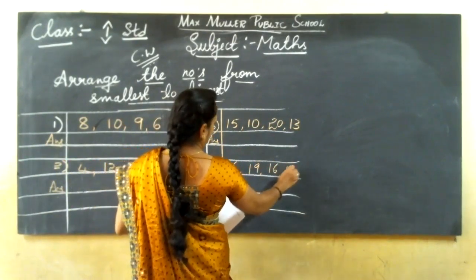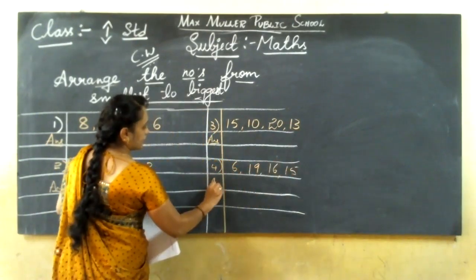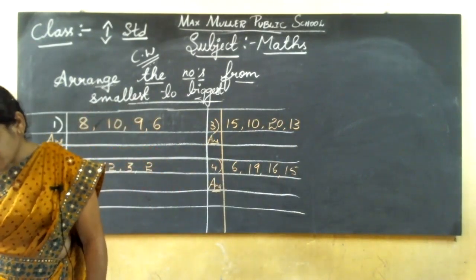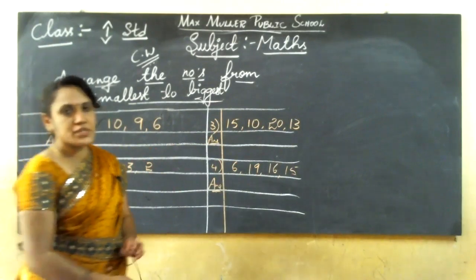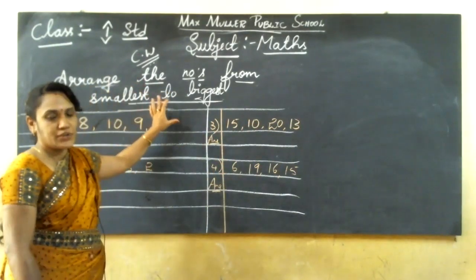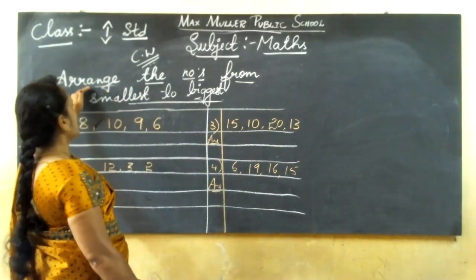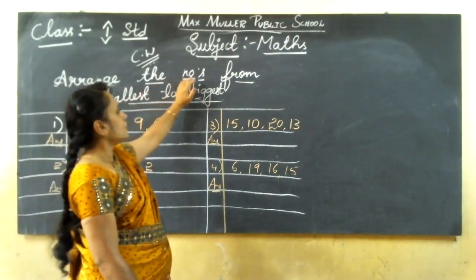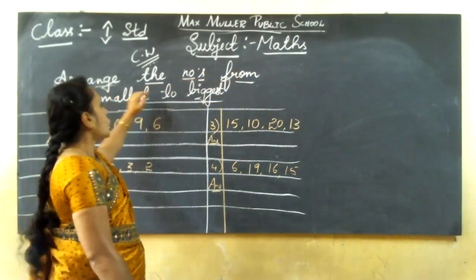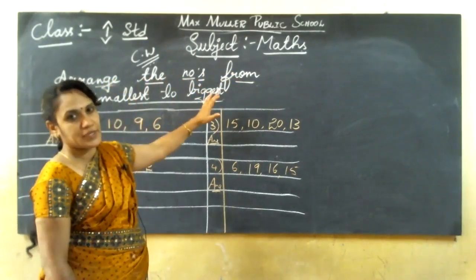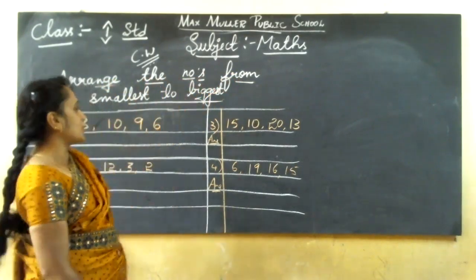I'll explain, then I will write the answer. How to do it? I will explain once. First, don't get confused. What did you do first? You took the classwork and started writing on the fresh page. At the beginning, what should you write? The heading: Arrange the numbers from smallest to biggest. It means from smaller to bigger. Smallest to biggest you should arrange.